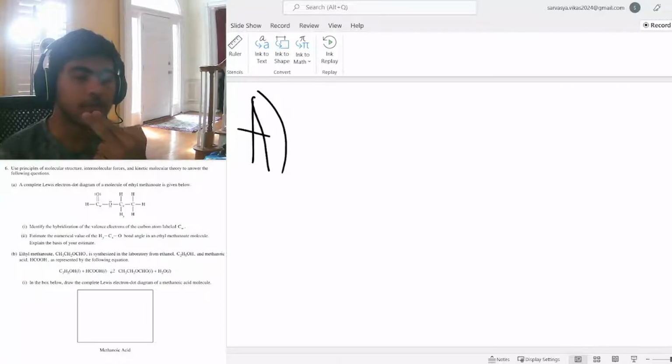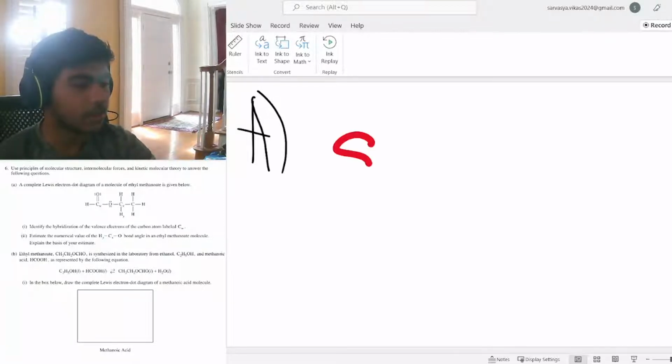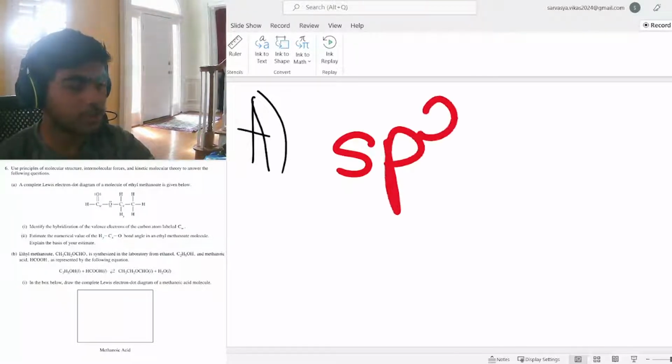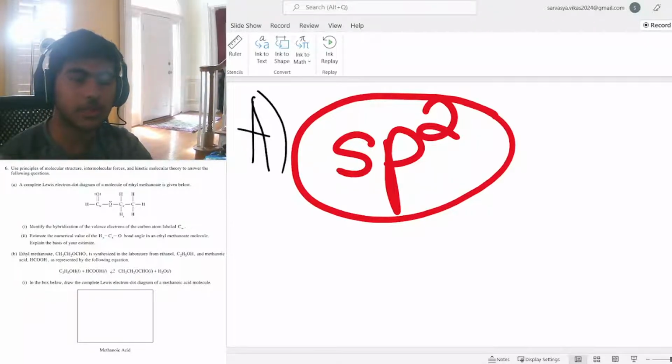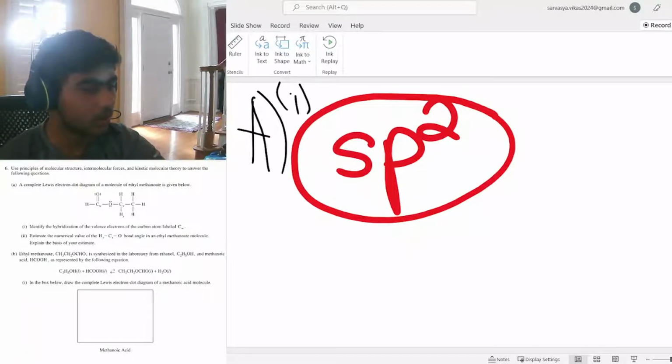So sp2. sp2 is going to be the hybridization state for this, because we have our three domains, the s and the two p's give us our three orbitals that we need. Let's move on to part 2 of part A.